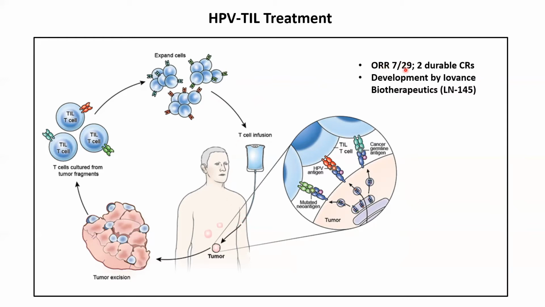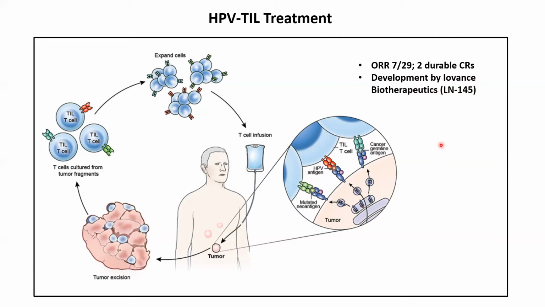With this approach, we found responses in 7 of 29 patients with a range of different types of HPV-associated cancers. Importantly, 2 of these patients had durable complete responses. That is, a single cell infusion caused complete regression of all of their cancer. And both these patients had cervical cancer, and they're more than 8 years out without recurrence of their disease. And I'll show you more about that in a moment. This approach is being developed by Iovance Therapeutics with the drug name LN-145.